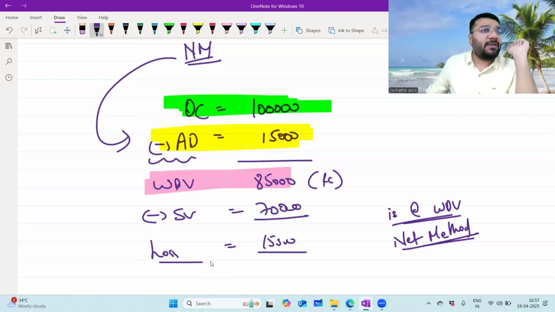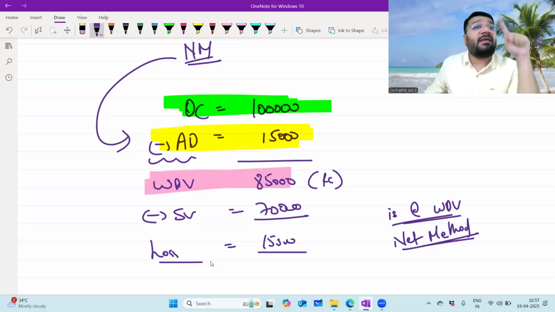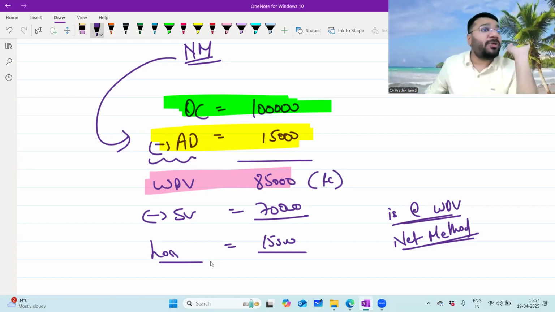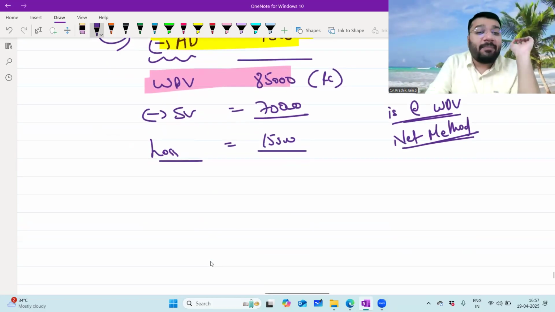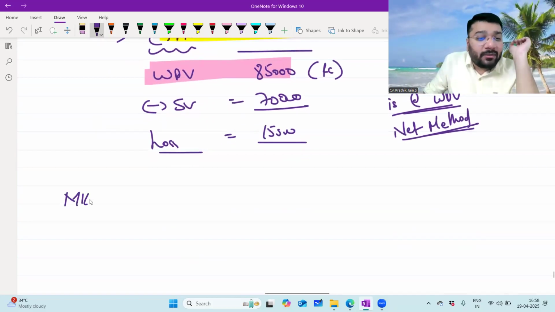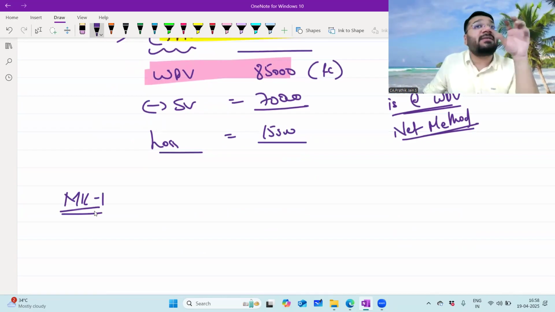Now, listen to me very carefully. Whenever any asset is sold, how many monkeys come into the picture? Three monkeys come into the picture. Monkey one means depreciation. We call this the monkey one entry. This is our habit since 11th standard.